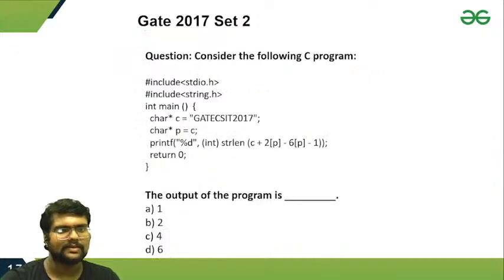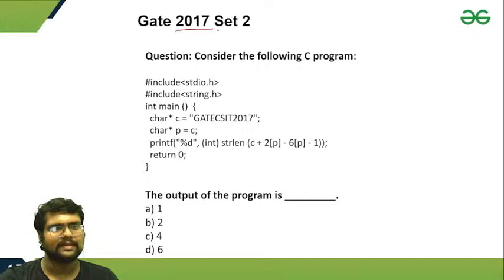Let's move to our second question. This was asked in GATE 2017, set 2, in which we have a program. We have one string, "get CSIT 2017", so let me just draw this.